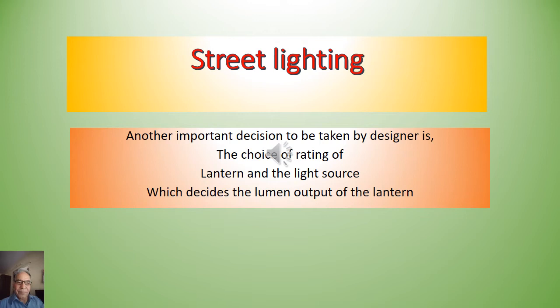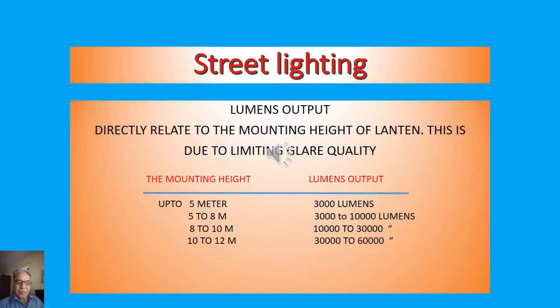We decide the lumen output of the lantern. Lumen output directly relates to the mounting height of the lantern. This is due to the limiting glare quality. For example, 5-meter mounting height is suitable for up to 3000 lumen output, whereas 5-meter to 8-meter mounting height is suitable for 3000 to 10,000 lumen, and 8 to 10 meters mounting height is suitable for 10,000 to 30,000 lumens, and 10 meter to 12 meter mounting height is suitable for 30,000 to 60,000 lumens.